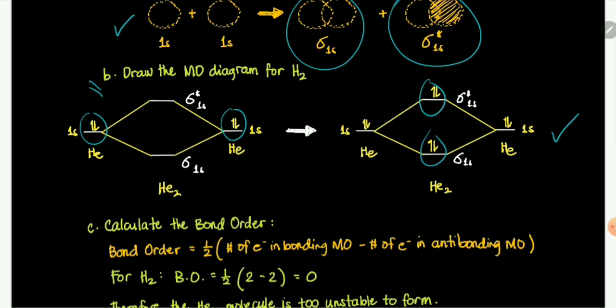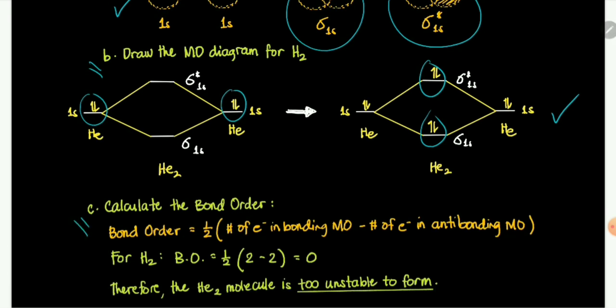So ngayon, i-calculate natin yung bond order. So for the bond order, again, it's 1/2 times the number of electrons in the bonding molecular orbital minus the number of electrons in the antibonding molecular orbital. So for helium, that's 1/2 times 2 minus 2, that's 0. So ang ibig sabihin ng 0 na bond order, helium-2 is too unstable to form. So therefore, wala tayong helium-2 na molecule.